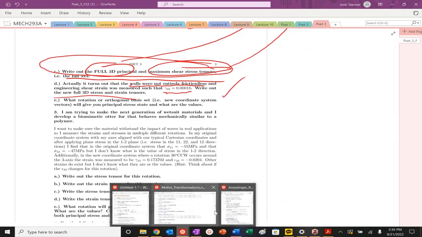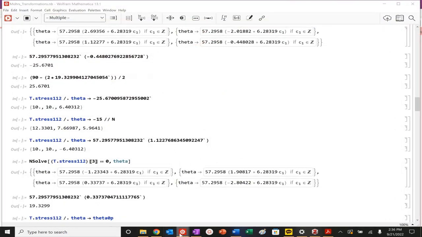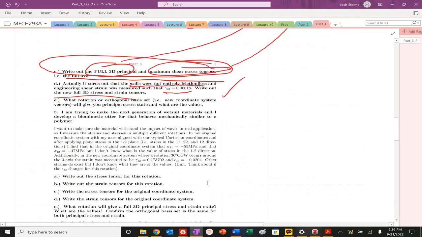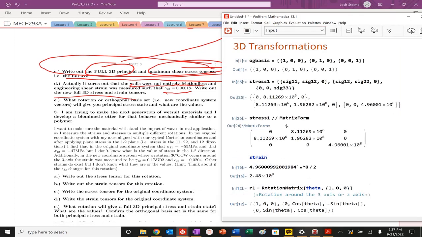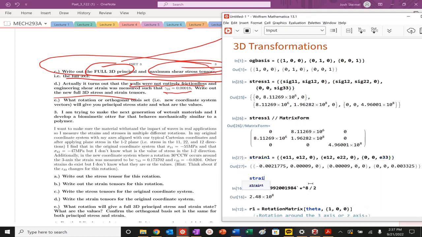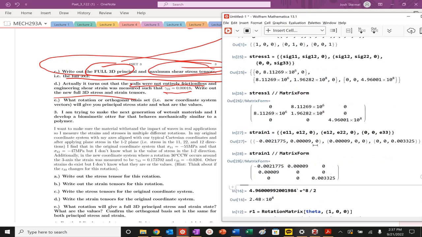All right, what rotation, orthogonal basis set for the new stress tensor would give me my principal stresses? And actually we do strain. Let's show the strain there as well. Again, I'm thinking it's 1-2, it's 2-3, but go with me. Please forgive my mistake, but you can work it out and then see how your problem looks. So strain in matrix form, we got it.